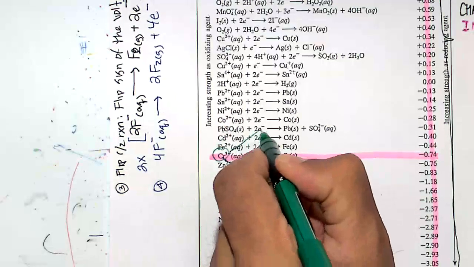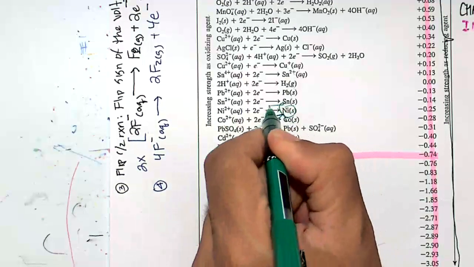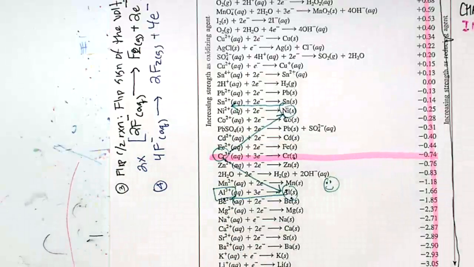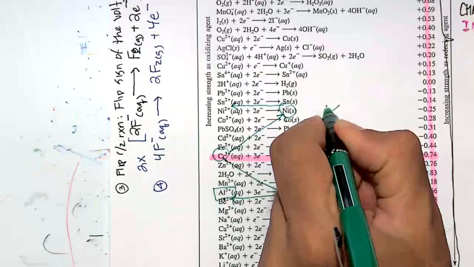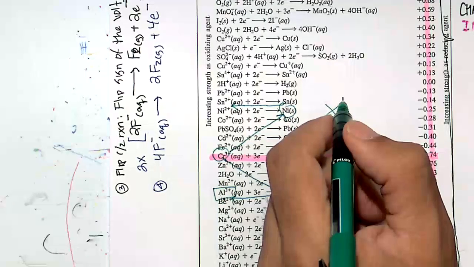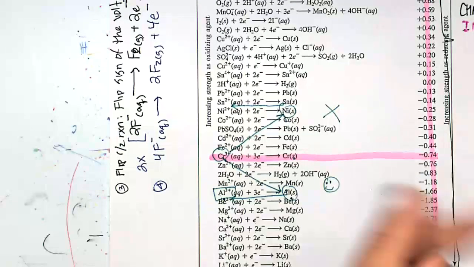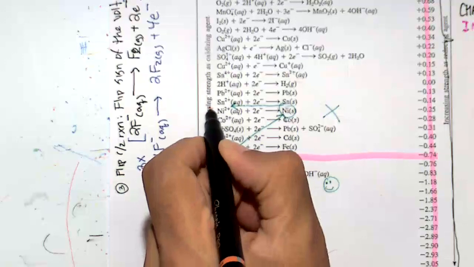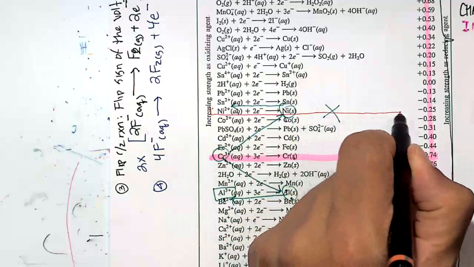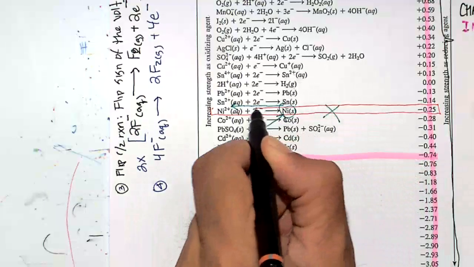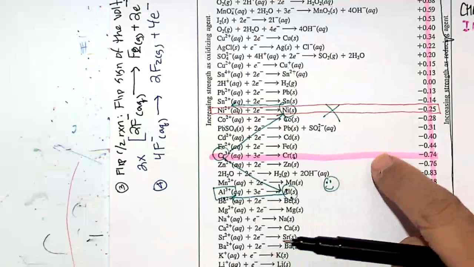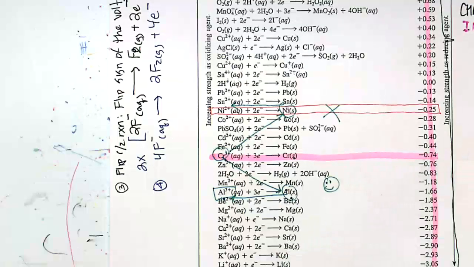Now, can Cr plus 3 take nickel and oxidize it to nickel plus 2? Yes or no? It will give you a negative voltage. You cannot do that. Okay? It will give you a negative voltage. So how do I get a positive voltage? How will I get a positive voltage between Cr and nickel? How will I do that?